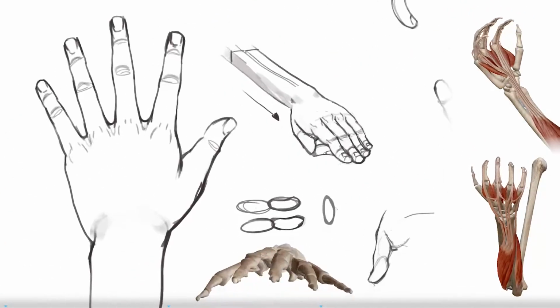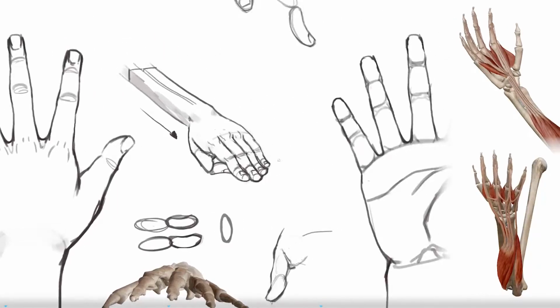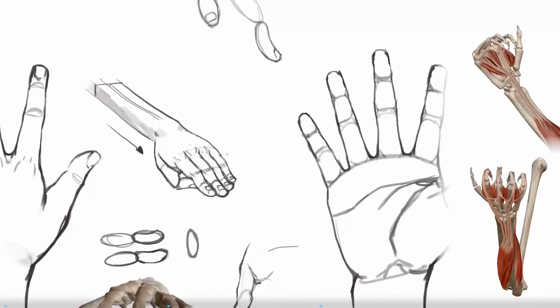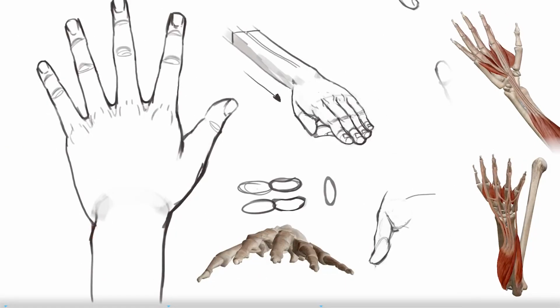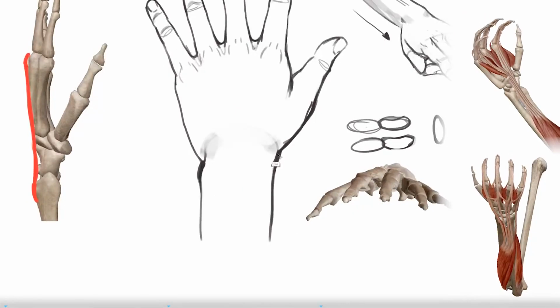So this is just a small detail that we have to pay attention to when drawing the hand. It's not a straight line, and it's important to really represent those bones here and how they end in the wrist and how they connect to the hand.